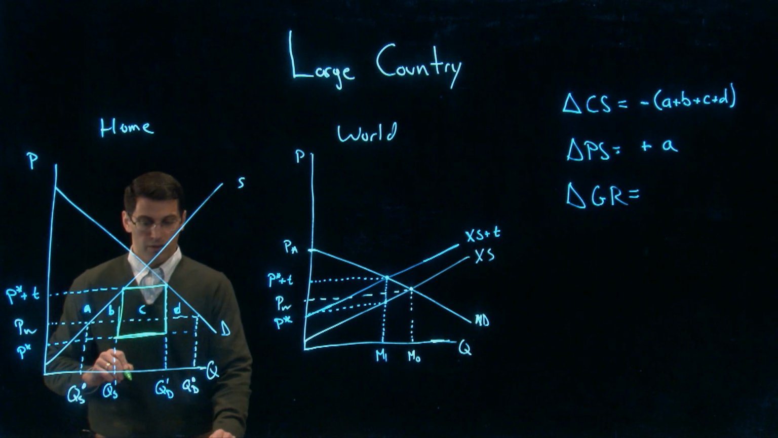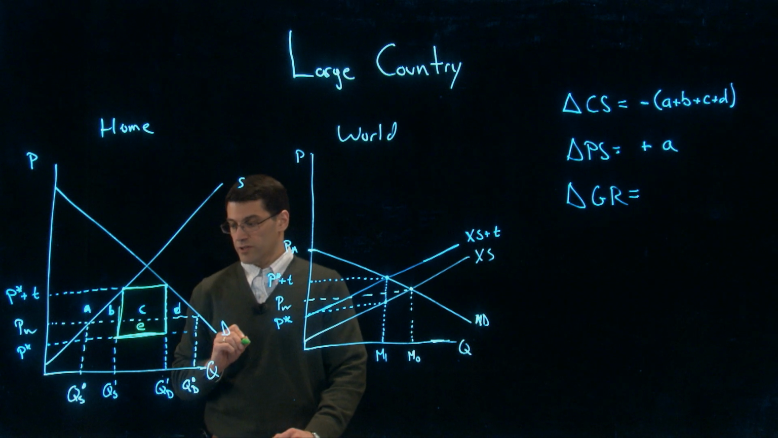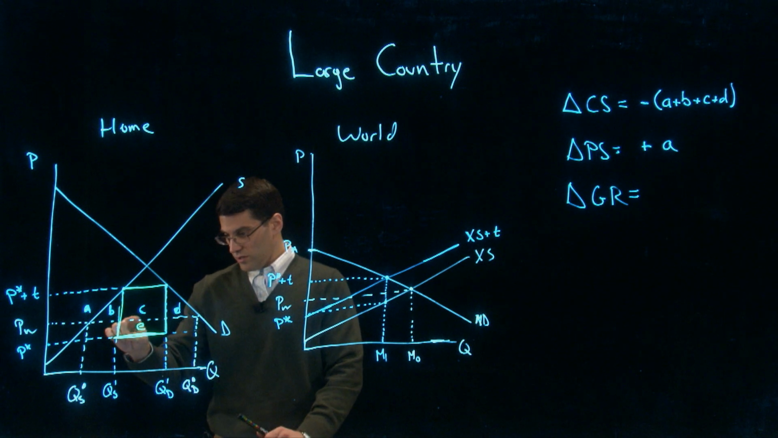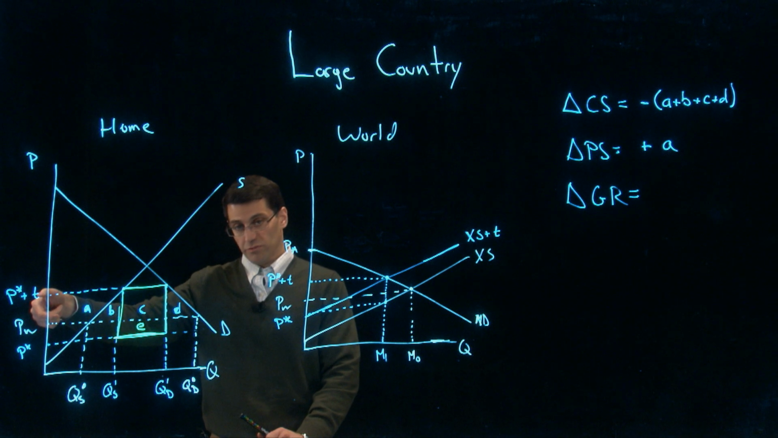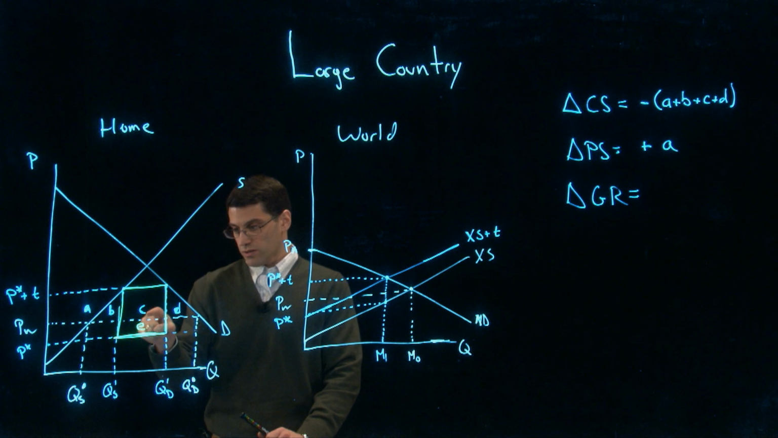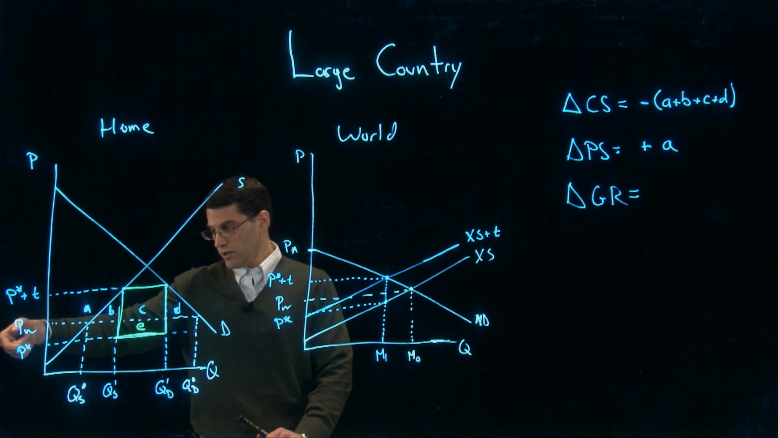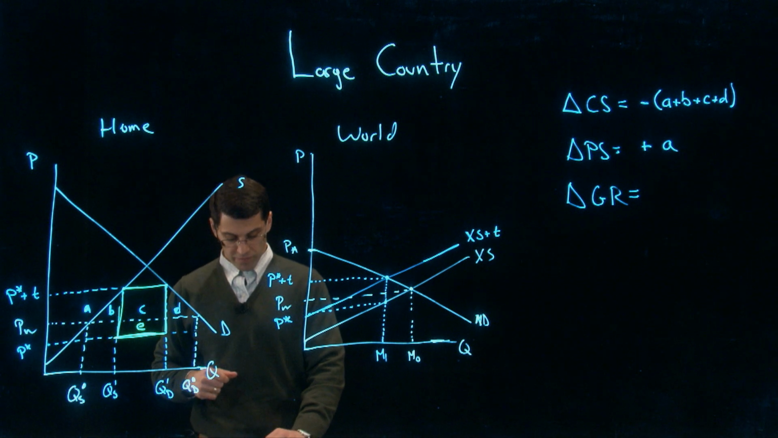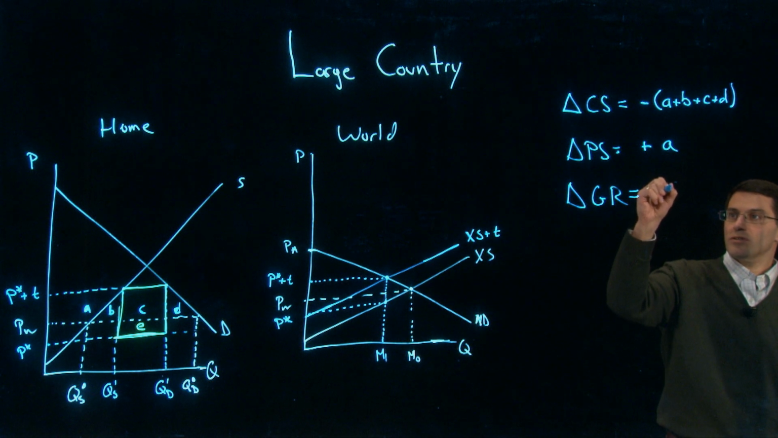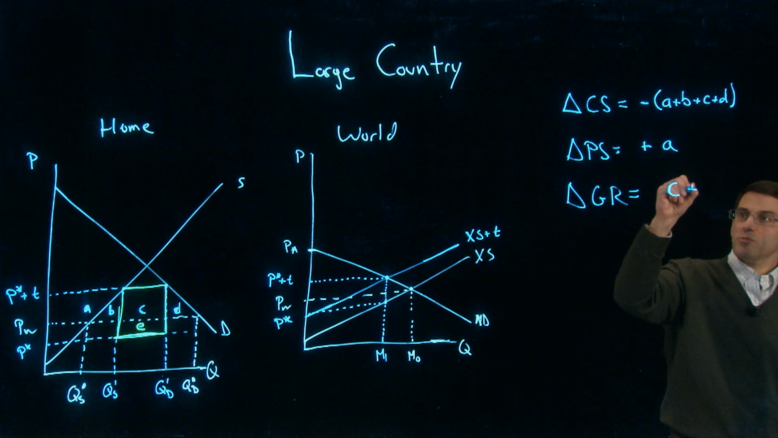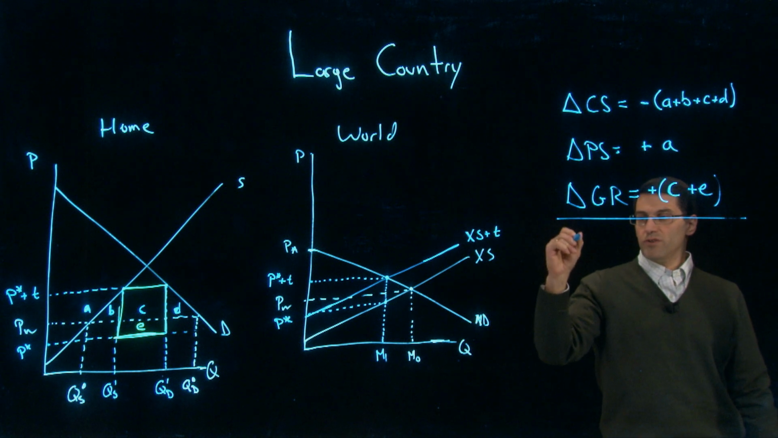Right? So this rectangle isn't just C, it's C plus this lower part E. C is the difference between the old world price and the new world price with the tariff. So C is up here, and E is the part of the tariff revenue that comes between the old world price and the new world price. So from the government's perspective, their total tariff revenue is C plus E, and that's a net gain for them. Before, they were not getting any tariff revenue.